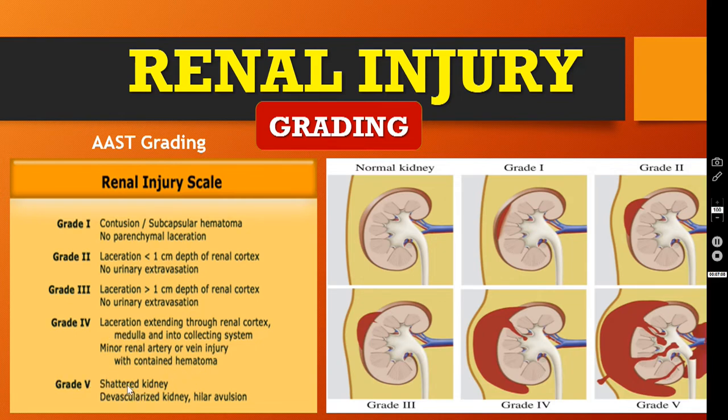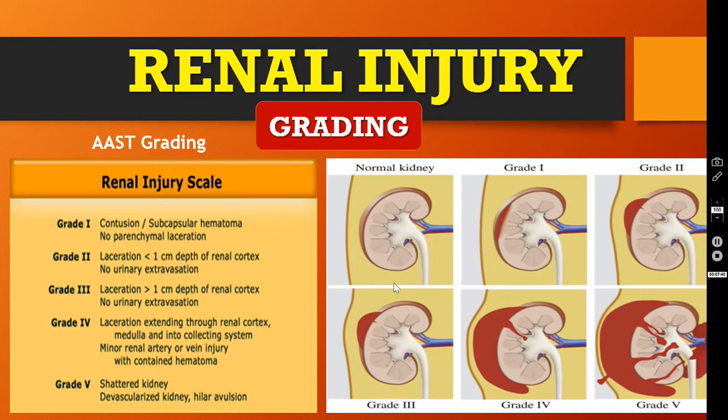Grade 5 is a shattered kidney. You can see multiple lacerations here. The kidney is shattered, devascularized, maybe with hilar injury and hilar avulsion, and the artery may be completely severed, leading to ischemia of the kidney. This is grade 5 injury. So there are 5 grades.